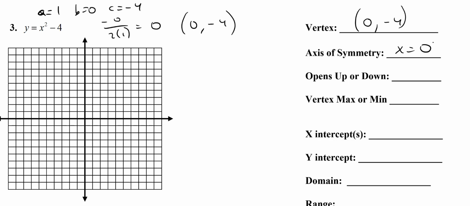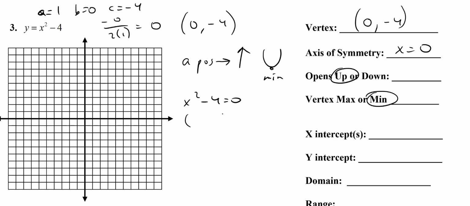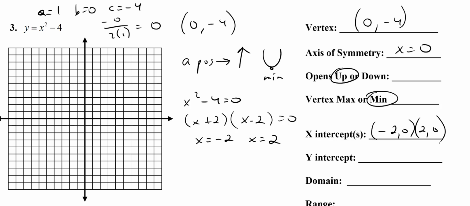Okay, now you get a look, and A is positive. So it's going to open up. And so if it opens up, that's a minimum. So it's up, and it's a minimum. Okay? The x-intercepts, set y to 0, so x squared minus 4 equals 0. That's a difference of 2 squares. So you get x plus 2, x minus 2. So x equals negative 2, and x equals positive 2. So there we go, (-2, 0) and (2, 0). Y-intercept, super easy. Put a 0 in for x, and you just get negative 4. So it's (0, -4). Okay, the domain, negative infinity to positive infinity, always, always, always.